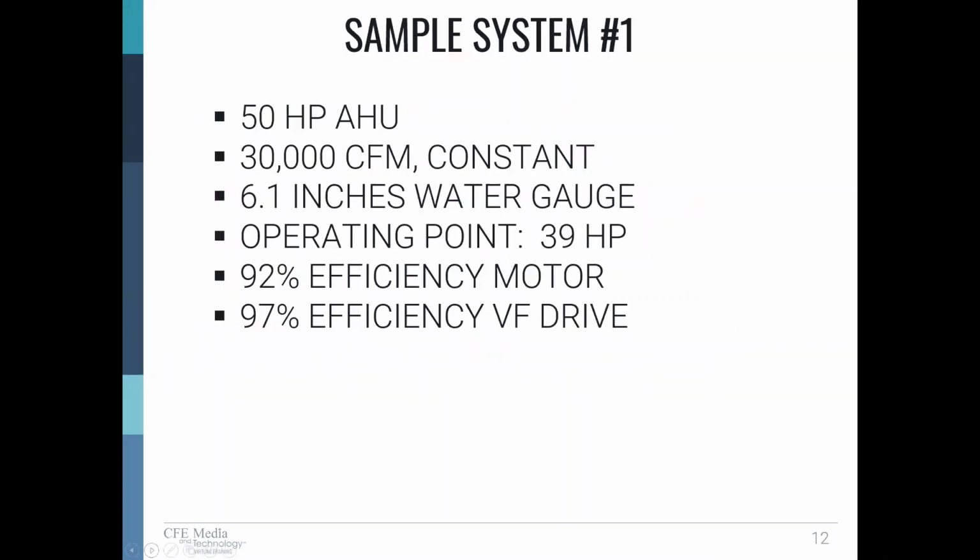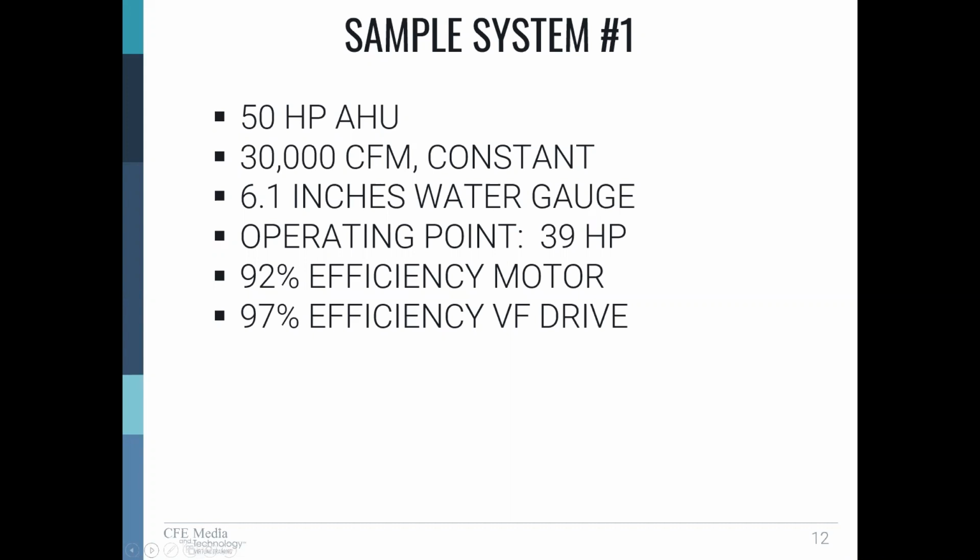We're going to look at a sample system in which we'll have a 50 horsepower air handling unit. It happens to have an operating point on the fan curve of 39 horsepower. That's too close to 40 horsepower for most typical applications, and most engineers won't specify a 40 horsepower motor for a 39 horsepower operating point.